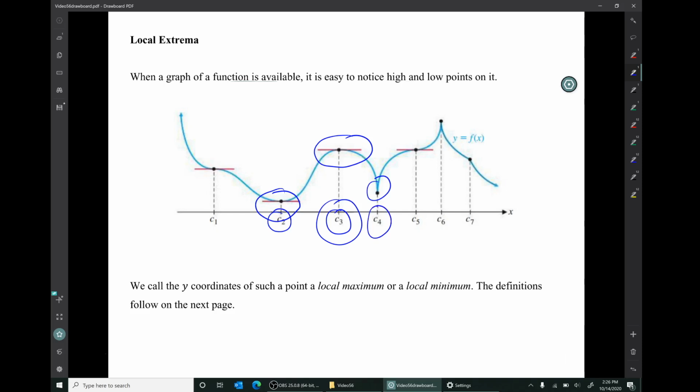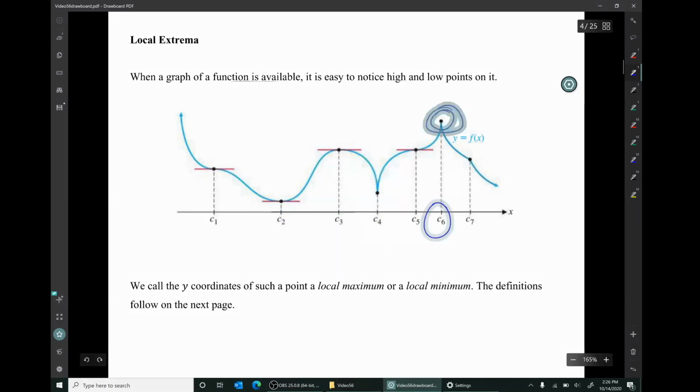C subscript 4 is a critical number because the y value does exist and the derivative does not exist because there's no tangent line at that point. This local max occurs at c subscript 6. That number, c subscript 6, is a critical number because the y value does exist, but the derivative does not exist because there's no tangent line there.